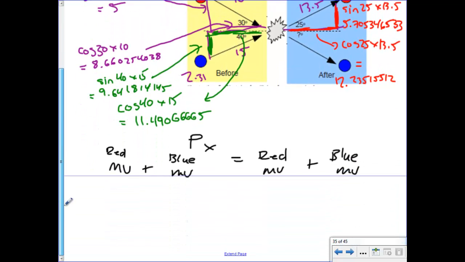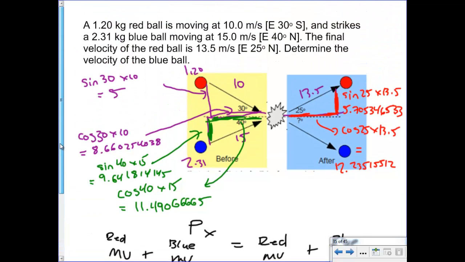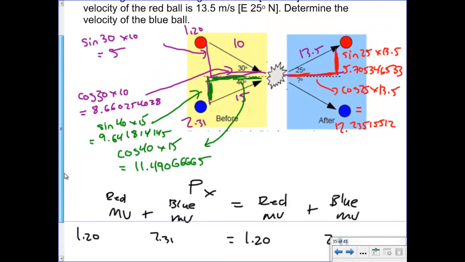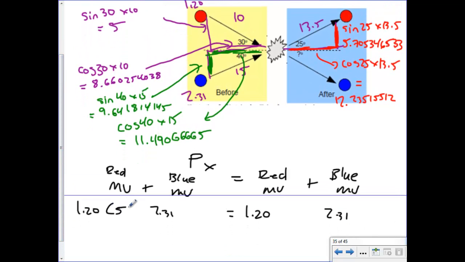All right. Mass of red ball was 1.20, so I can put that here, and I can put that here. Mass of blue was 231, so that can go here and here. And then I just need all the velocities in the right place. So the red velocity would have been 5. The blue velocity, oh, you're right, thank you. Good catch. It would have been the 8.66.